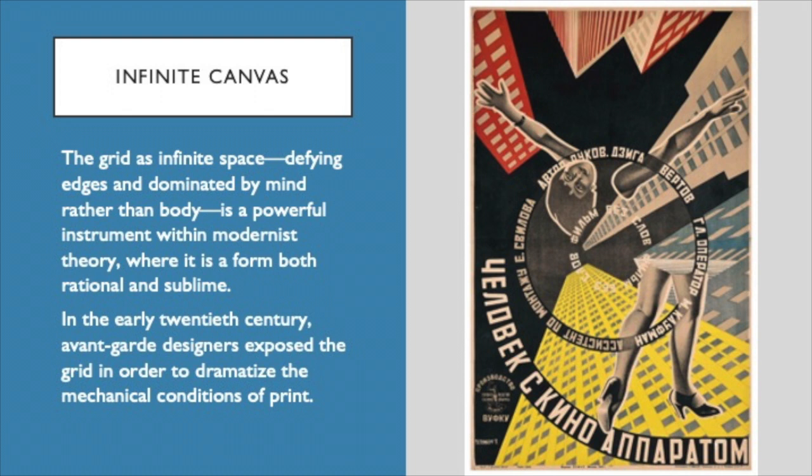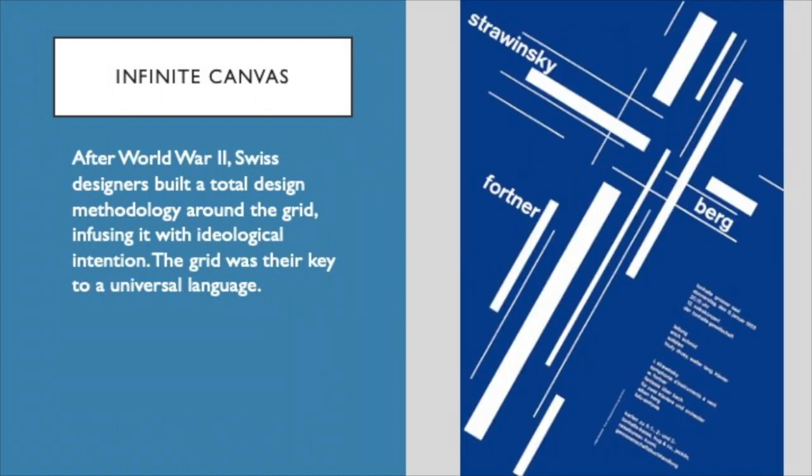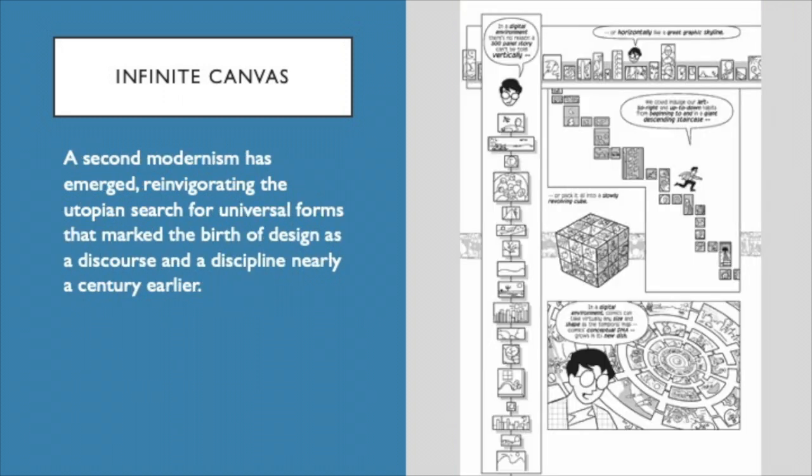So we're thinking about the grid as infinite space, the fact that it is not bound by being physical, analog, our human body, but that it is something that can transcend us. So while 20th century avant-garde designers kind of exploded the grid, they exposed the grid in order to draw attention to it, we're kind of doing something similar with how we're looking at design now. So we had this idea of a universal language coming from the Swiss, and we've kind of come back to it through design now. So we've got this kind of second modernism that's coming out.